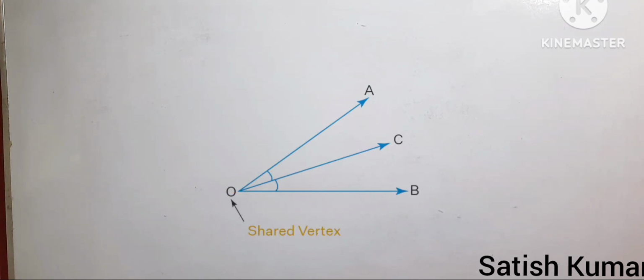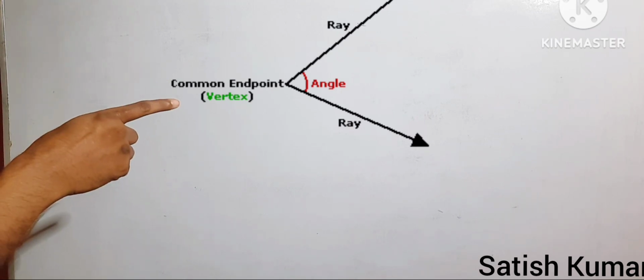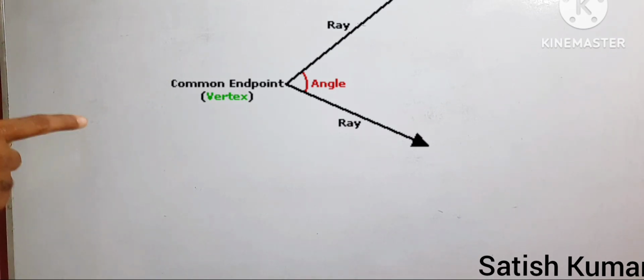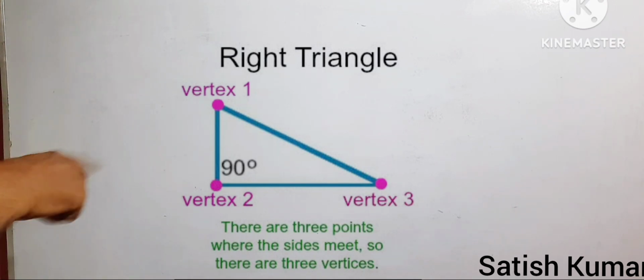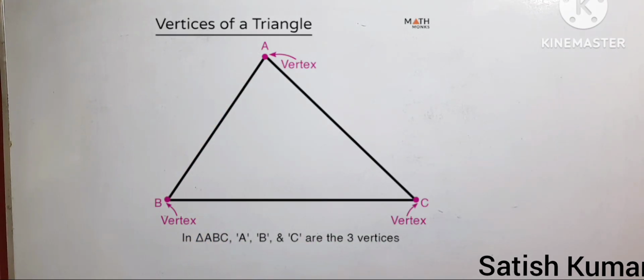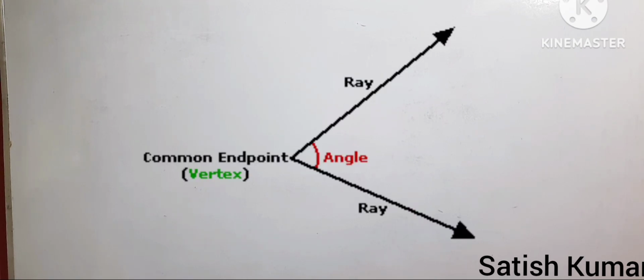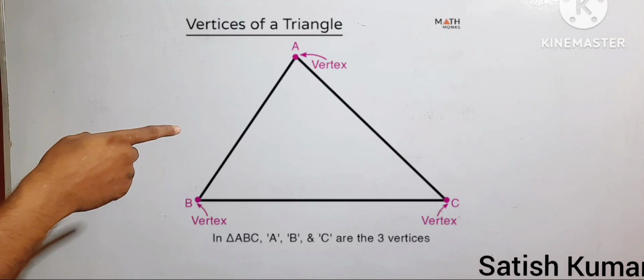Understood that one? Okay, if you'll see the diagram again, they are saying the common endpoint. See, vertex is now visible to you. Okay, and this ray means the arms. These are sides. Inside that is an angle. Okay, understood. If you want to see there again with the three lines.